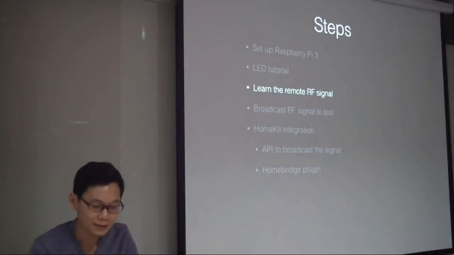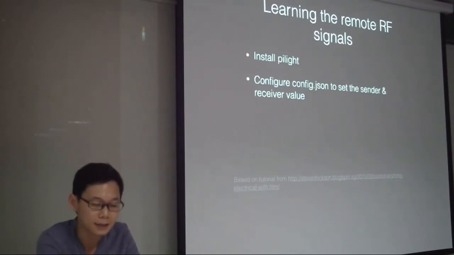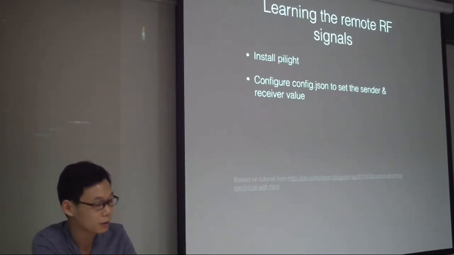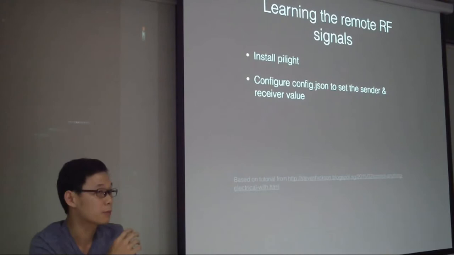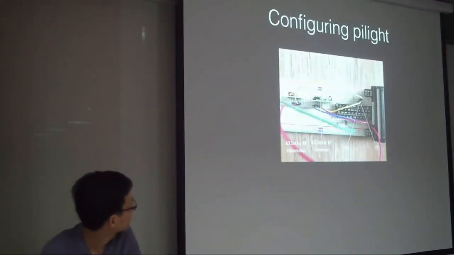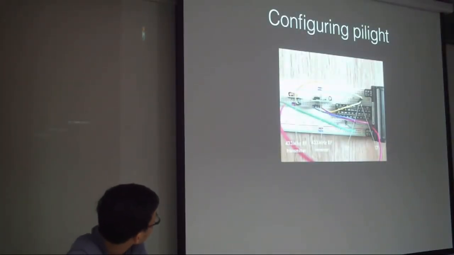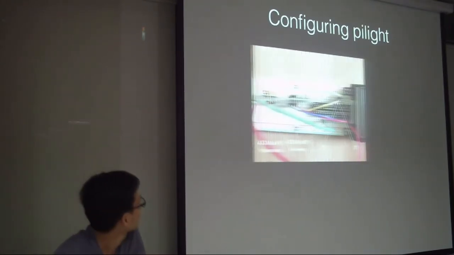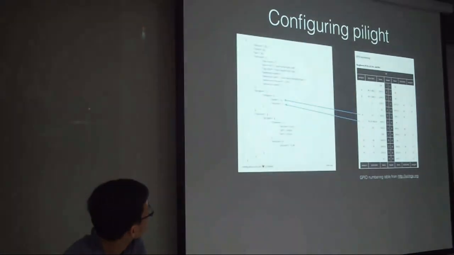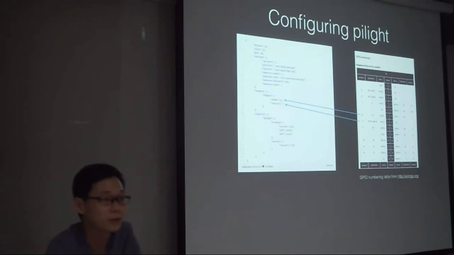So first thing, learning the RF signal. I installed a program called Pilight. It's an open source home automation solution that runs on small form factor computers. It has a lot of functions, but I'm just using the RF function. To configure that, my transmitter is connected to pin 17 and the receiver to 27. If I refer to this table, I can set where the sender and receiver location is.